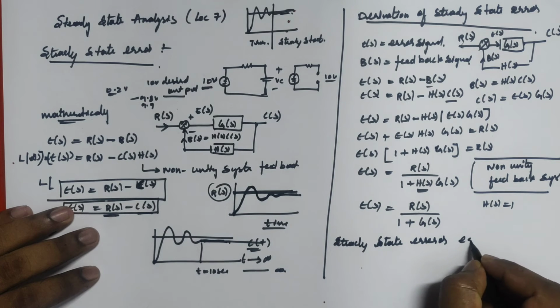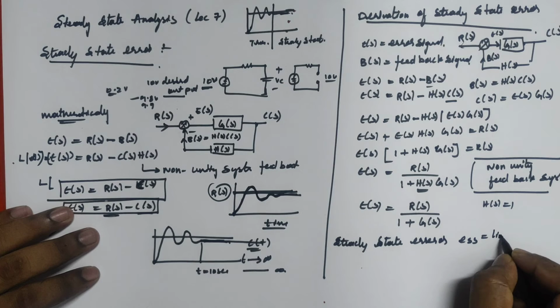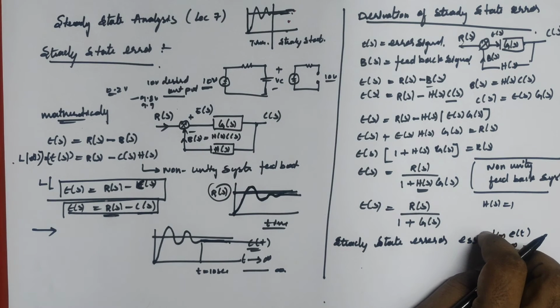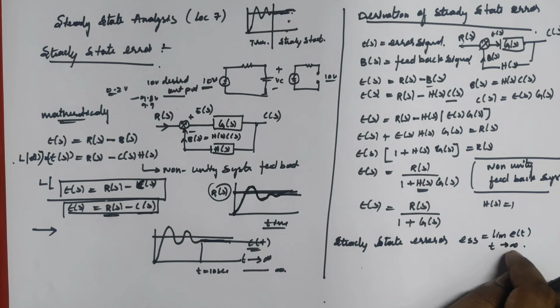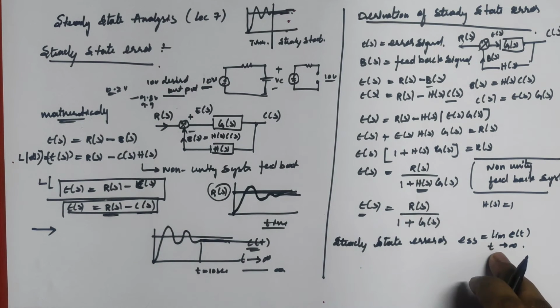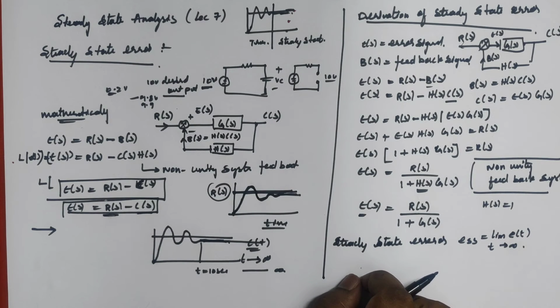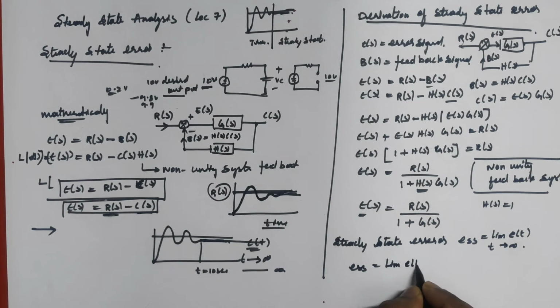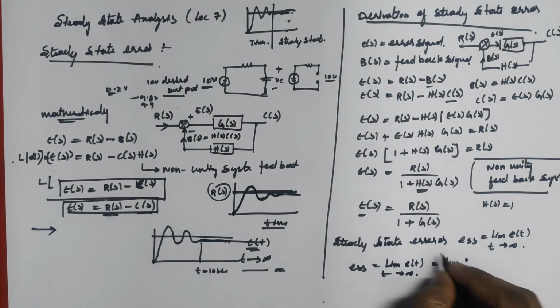What is the steady state error? It means ESS. Listen carefully, guys: ESS equals limit of e(t) as t tends to infinity. That is the error as t tends to infinity that we are finding. As in the final value theorem, since it is a function in time domain, we will include s here: limit of s times E(s), as s tends to 0.